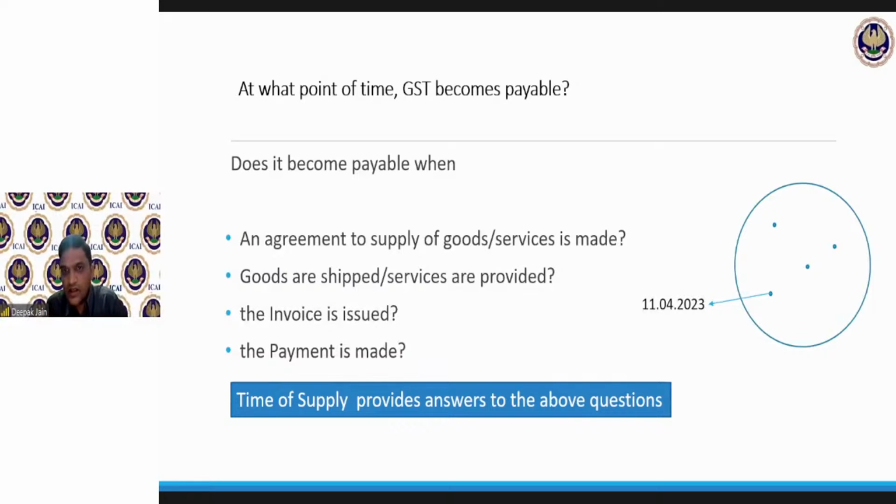Will it be that every time of supply, once it triggers, you pay the taxes on that day? Or when is it paid? Few people have given a correct answer. I'm just expecting answers from others. What is your thought process?